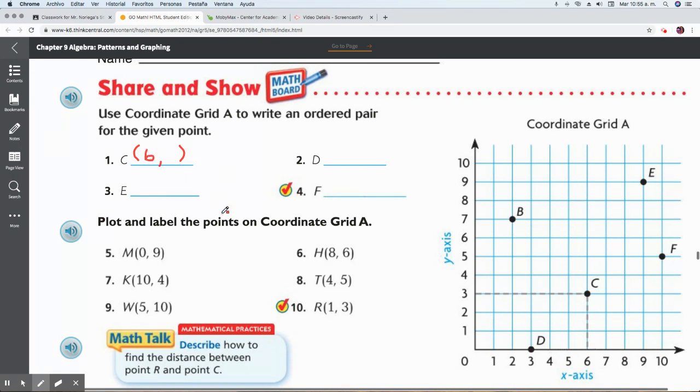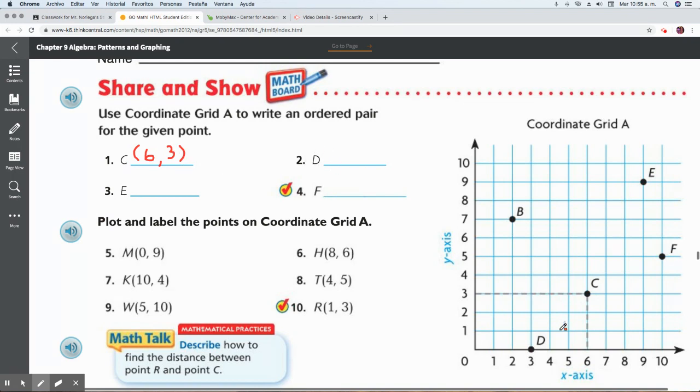To find the second number, we count how many units are going up. 1, 2, 3. So 3 is the number that we need for the y-axis, for the second number in this ordered pair. Same thing for number 2.